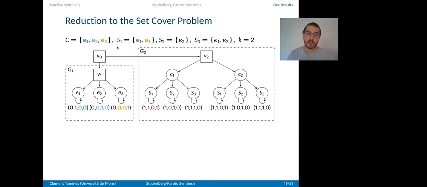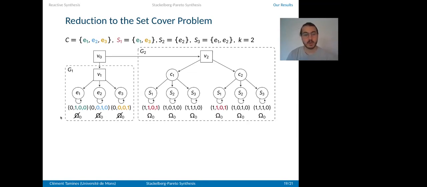We can also see that for each of the sets, there is also one specific payoff. So since set S1 contains element 1 and element 3, its payoff is 1, 1, 0, 1. This part of the payoff in red is devised in such a way that it is strictly larger than the payoff for element 1 and strictly larger than the payoff for element 3. We can also see that in this arena, there are only 2 vertices where player 0 can make a choice, vertex C1 and vertex C2. These vertices correspond to the choices that can be made in the set cover problem in order to cover the elements. In these vertices, player 0 can select one of the sets.